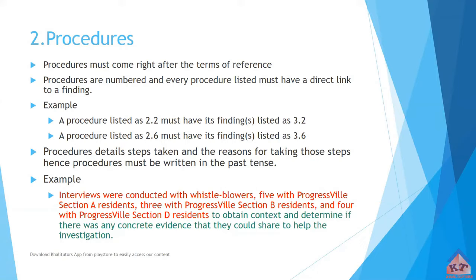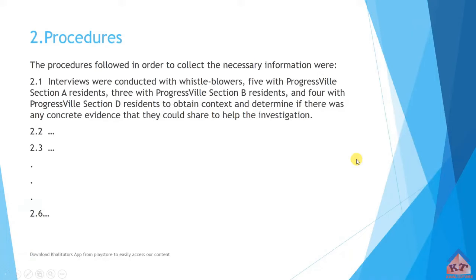Okay, let us look at how you will include this in your assignment or in your document. So this is how you are going to write this. You will label procedures as number 2. Under number 2, it's procedures. Then just underneath that, you will write the procedures followed in order to collect the necessary information, where you then start listing your procedures. For this particular assignment, you are expected to list between 4 and 6 procedures. So this is how you will write the previously explained procedure.